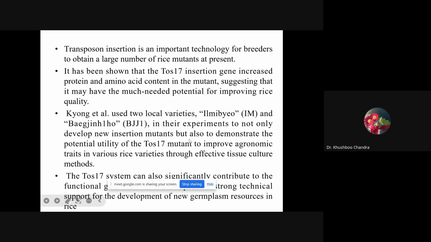In transposons, there is one example I have collected, like Tos17 mutants, recently identified in a rice variety. Through an effective tissue culture method, they transformed this mutant and then regenerated it with the help of this tissue culture method.